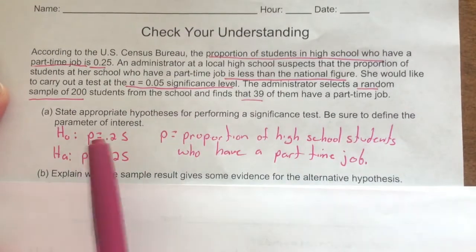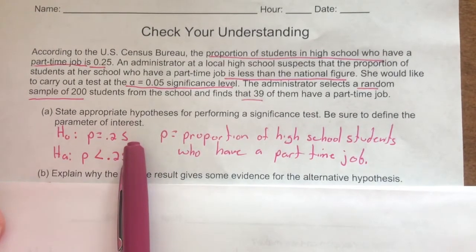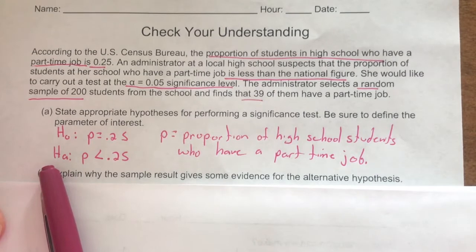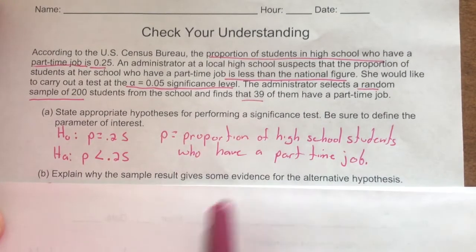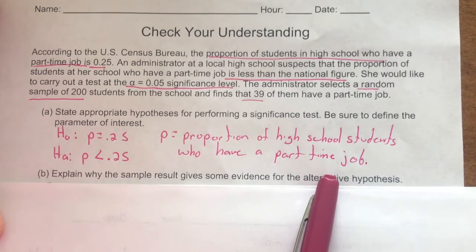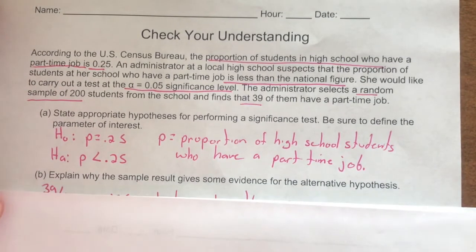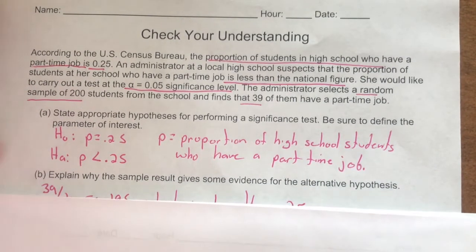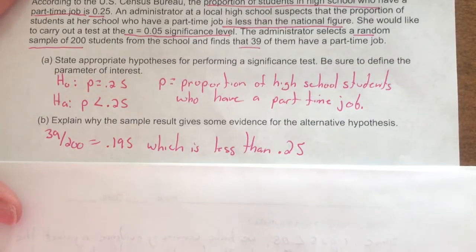So, our null hypothesis is that p is equal to 0.25. The alternative hypothesis is that p is less than 0.25, and p is the proportion of high school students who have a part-time job. Again, important that you always define what your parameter is. Explain, why does the sample result give some evidence for our alternative hypothesis? Well, 39 out of 200 is 0.195, which is less than 0.25.